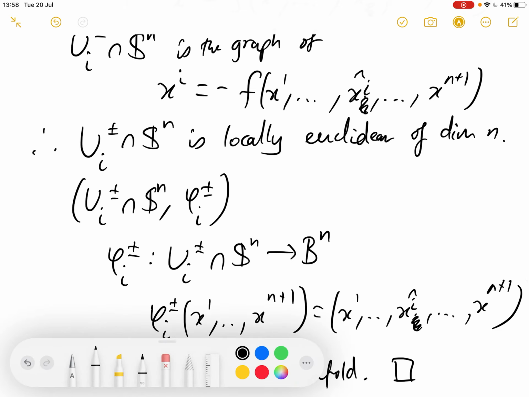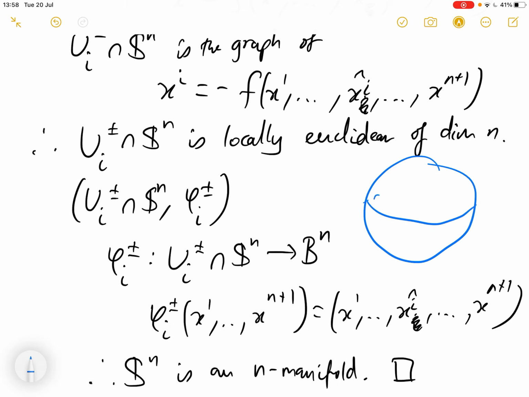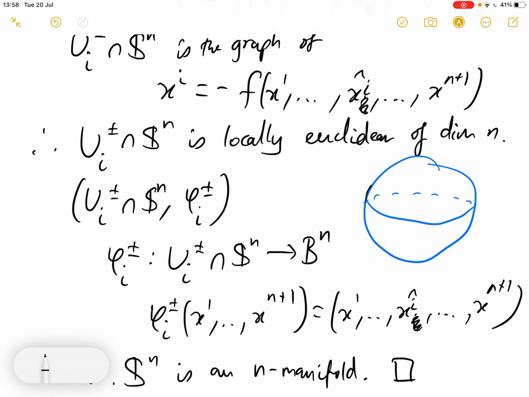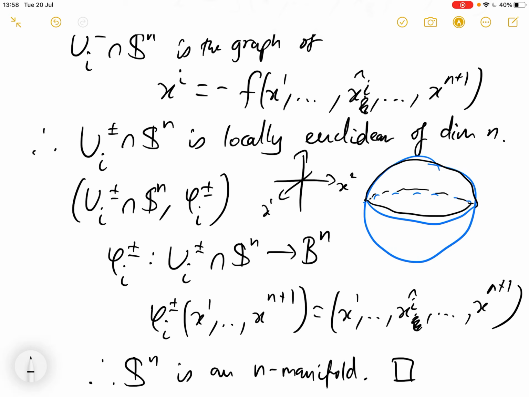And maybe just to finish this off, I'll draw a quick picture to explain what's going on. If we imagine the two-sphere, then the top half of the two-sphere, not including the equator, if our coordinates are x1, x2, x3, would be where x3 is positive, so this would be U3+. And then the bottom half down here would be U3-.